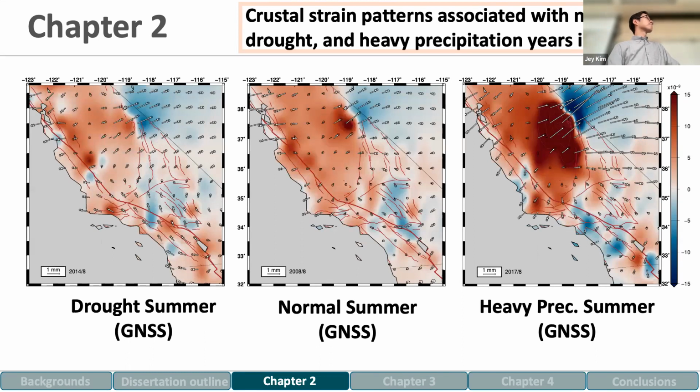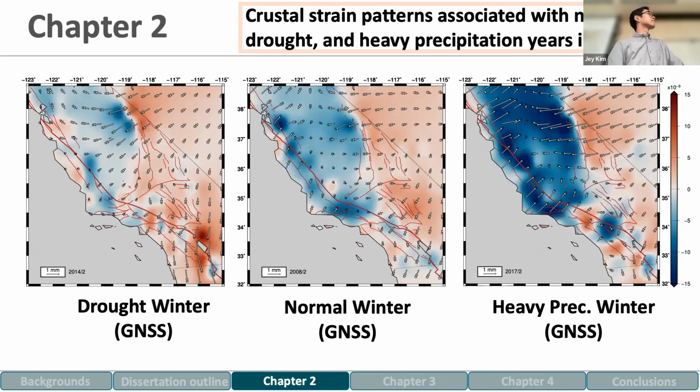What's the average difference between the GPS displacement during a drought winter and a normal winter? Is it on a several millimeter scale or a sub-millimeter scale? It's about, during the drought, the signal in dilatational strain is about half the normal dilatation. Yeah, so the volume change is twice smaller compared to normal. And it can be 200% larger during the heavy precipitation year.